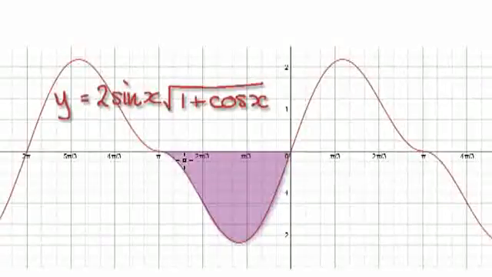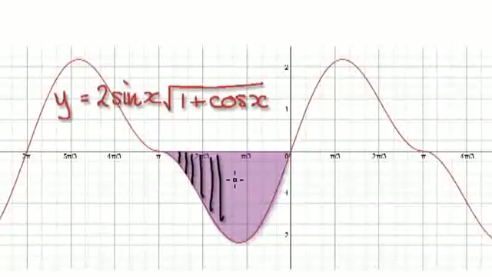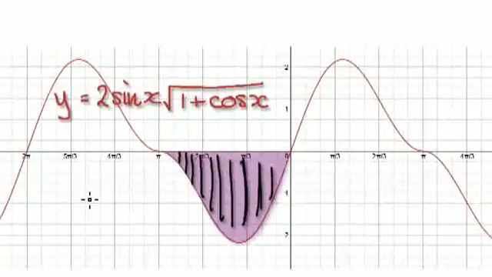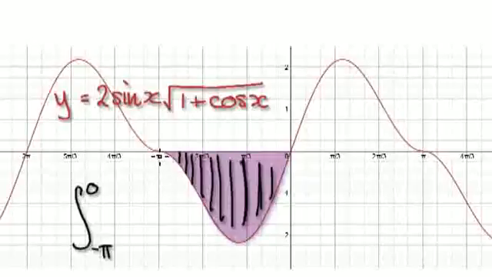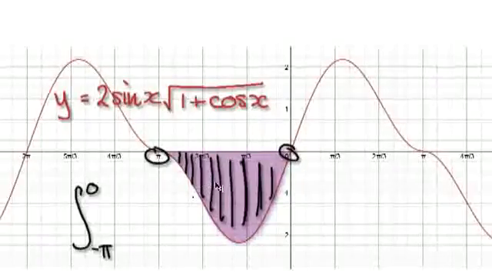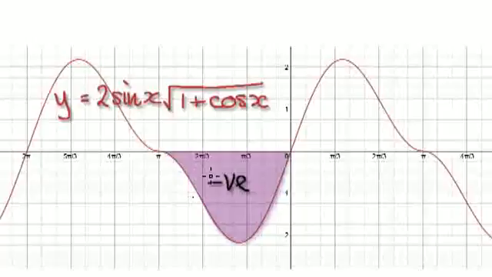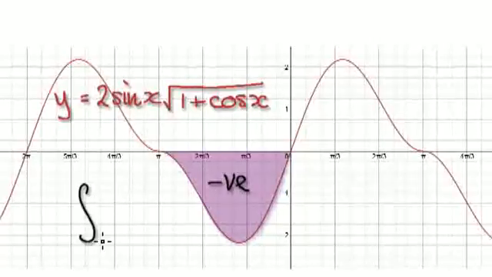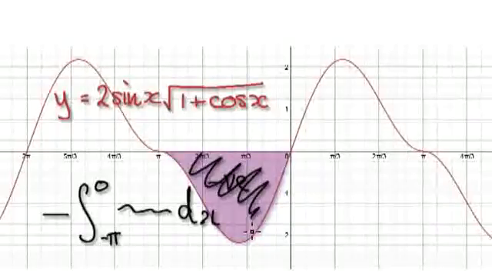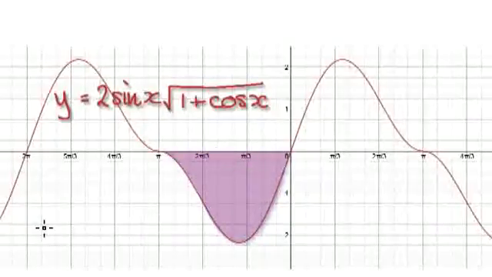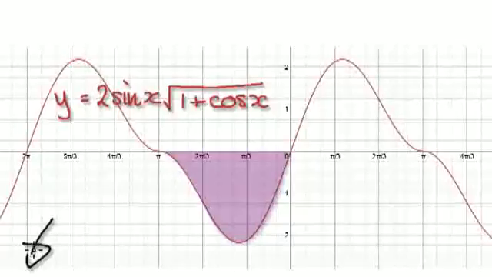So anyway, find this purple area here, and another word of caution: when you integrate this from negative pi to 0, it will give you a negative area. So just integrate it as normal, and then right at the end, stick a negative in front of it, and then it will give you a positive area. Do whichever way you want. There are other ways of doing it, but press pause and have a go.